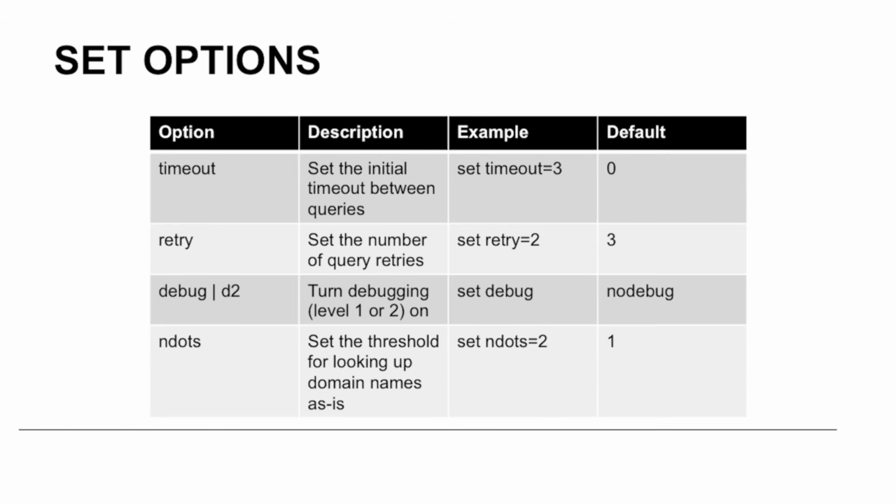Debug and debug level 2, which sets debugging on. Also, debug level 2 sets super verbose debugging. That's actually kind of handy because it'll show you the various sections of the DNS message, which we've seen before, and it'll show records in something much closer to presentation format. And then finally, ndots, which controls the threshold when domain names are looked up as is before having the search list applied to them. Finally, let's look at nslookup's non-interactive mode.